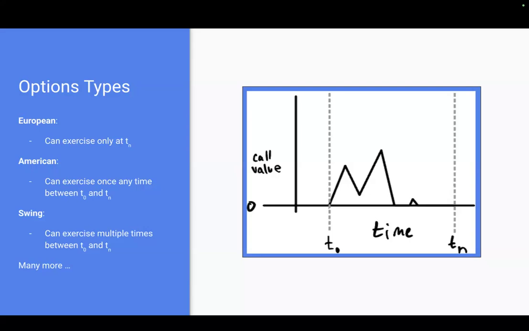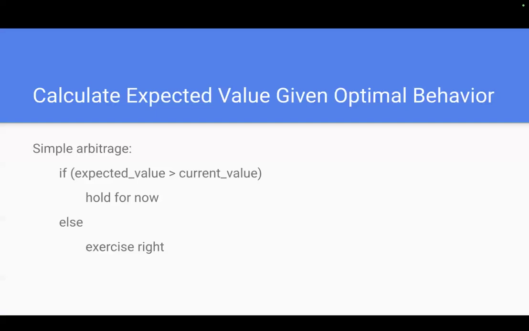So essentially, our goal here is to calculate the expected value of our option given optimal behavior. The optimal behavior bit is just an assumption that we choose to make. Obviously, I don't know if people are able to behave optimally all the time, but in a perfect world, that's what we're working with. So we're going to assume that.